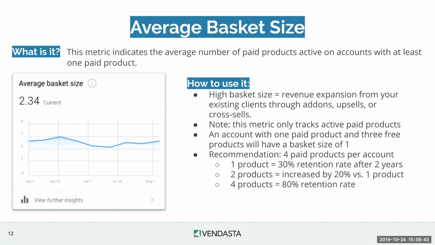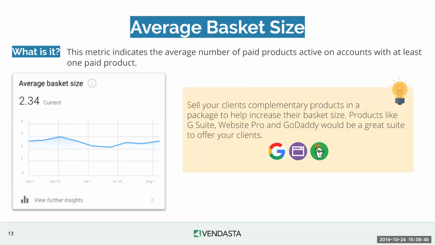All right. Well, let's jump into how to drive your average basket size. Yeah, so I think very specifically, selling complementary products in a package helps drive this basket size. We have products in our marketplace like G Suite, like Website Pro, like GoDaddy that are especially good at this. And why is that? Well, kind of 2 reasons. One, a lot of these types of products like G Suite or Office 365 come in at a low price point. So it's not like a really tough sell.